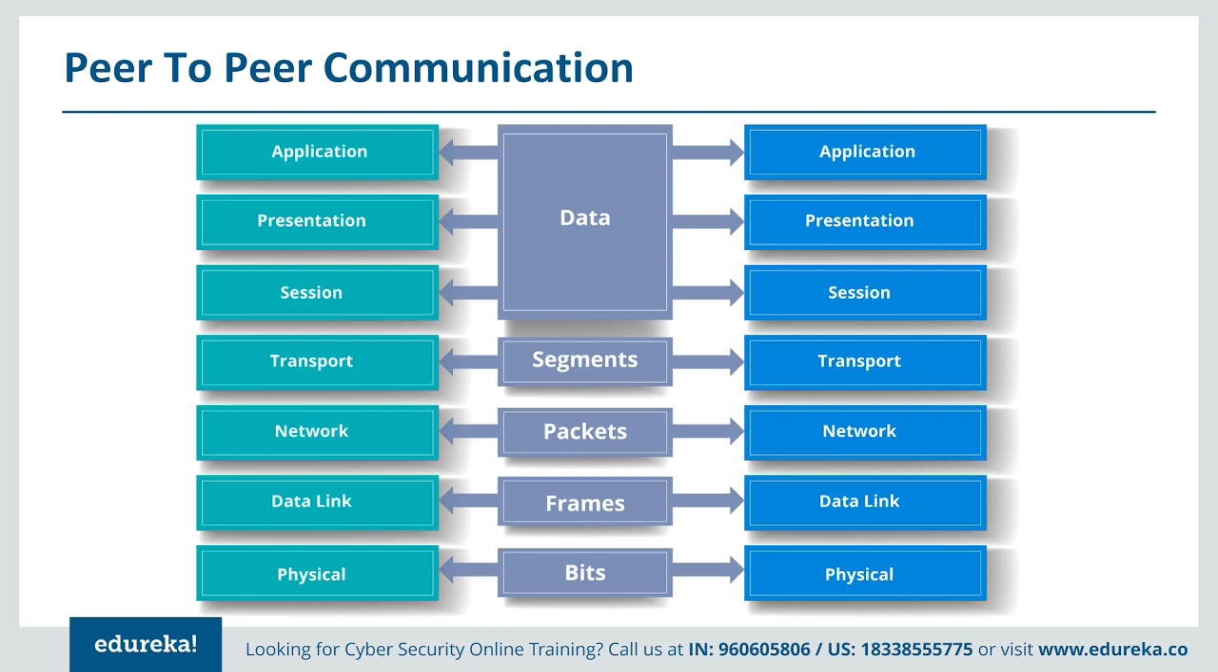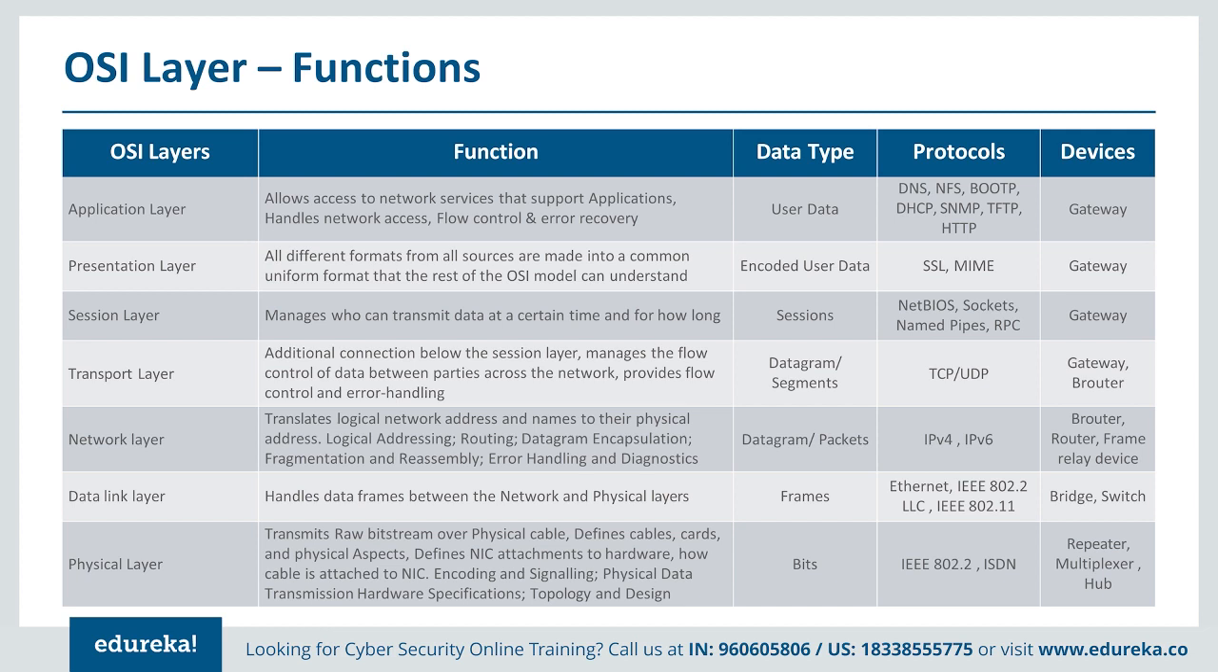When we see the TCP/IP model, the top 3 layers, the session, presentation, and application layers, will be combined as one. This slide tells you what protocols are available and what type of devices you can connect to the network. The application layer is usually used for applications where the user tries to connect to the network. The protocols used are DNS (domain name system), NFS, BOOTP, DHCP, SNMP, TFTP, and HTTP. These are the protocols which work at the application layer.